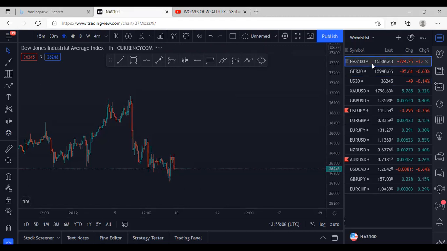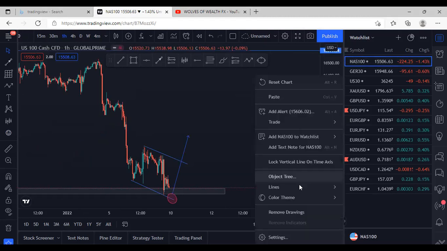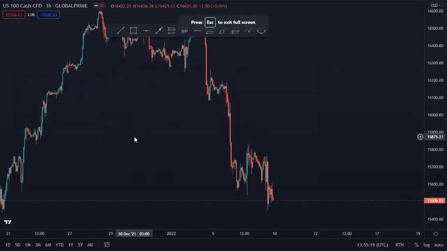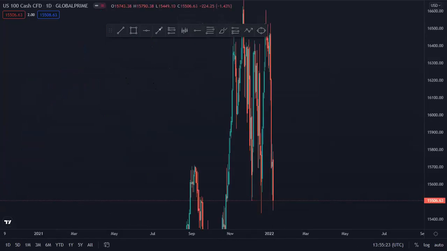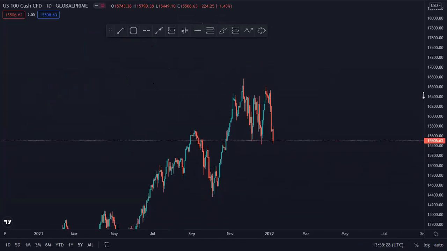So let's jump into NAS 100 and see what NAS 100 has for us. As you can see, I was busy with it. Let me just remove everything. So we're just going to start at the daily time frame and see what the daily time frame is showing us before jumping into what time frames are, guys.